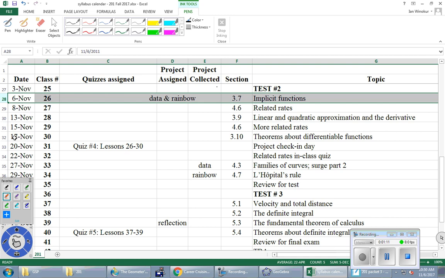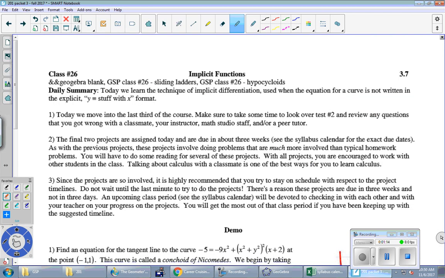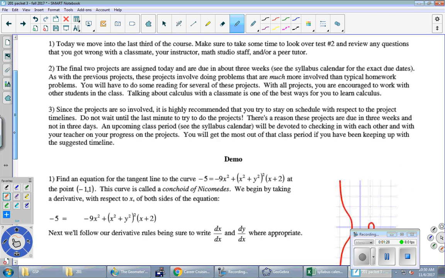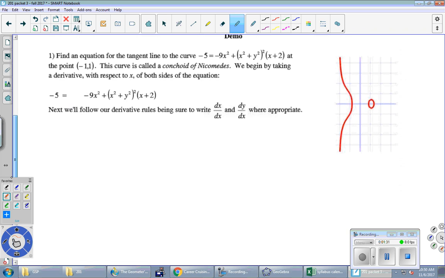Okay, so the first few pages of this packet we will come back to and talk about at some point, but not today. So we're jumping here to page 5, with our summary. Today, we learn the technique of implicit differentiation, used when the equation for a curve is not written in the explicit y equals stuff with x format. So let's come down here and take a look at number 1. It says find an equation for the tangent line to that curve at the point (-1, 1).